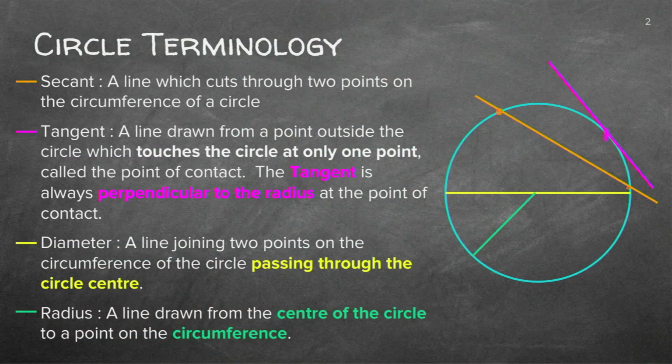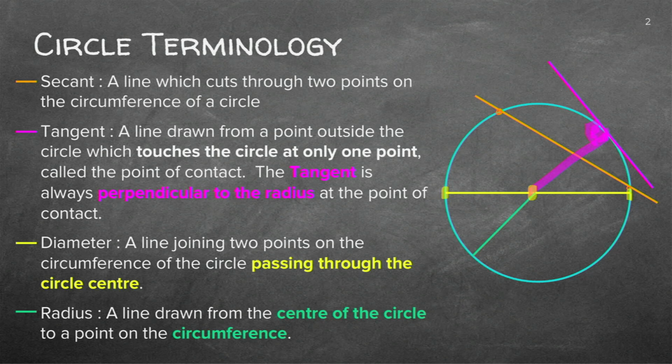Say, for instance, this is the center of our circle and we draw a line, which is our radius. That will be 90 degrees, perpendicular to the radius. Our diameter is a line joining 2 points on the circumference which passes through the center of the circle.